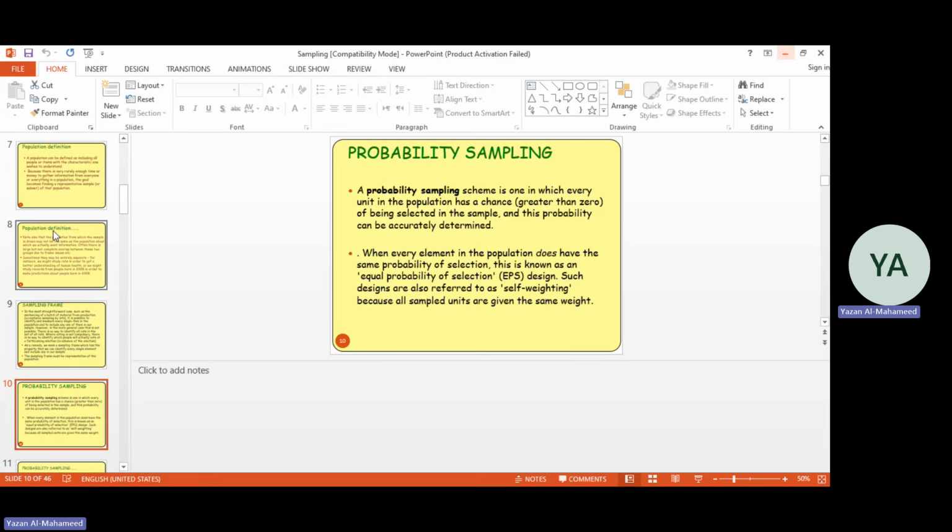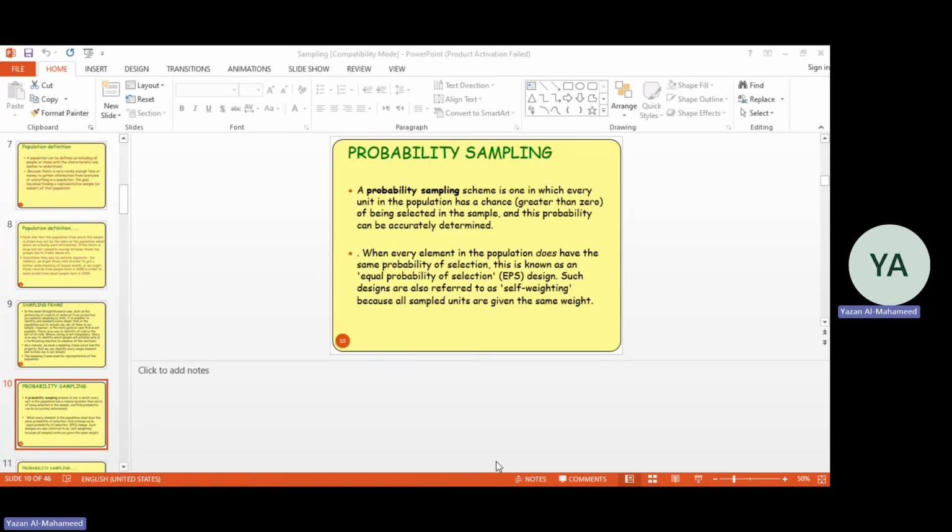So the population, after defining our own population, is known as the entire group of interest that the results of the study can be generalized to. After we define our population, we need to determine which sampling technique is appropriate for our study.